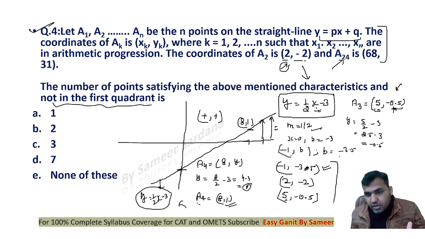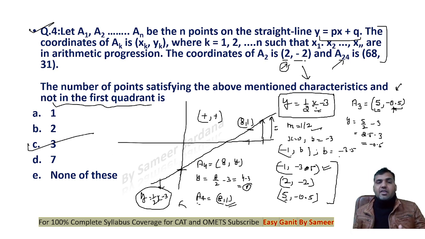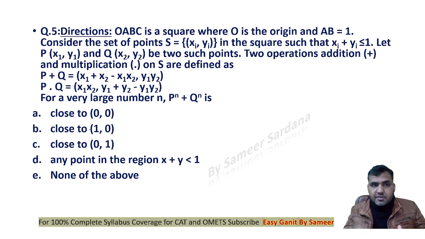So these are the only 3 points which will not be in the first quadrant. These points follow the above mentioned characteristics. These are the only 3 points which will not be in the first quadrant. Hence the answer would be C option.